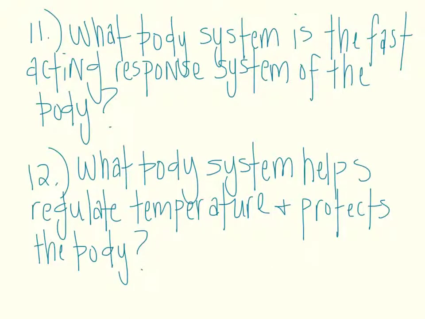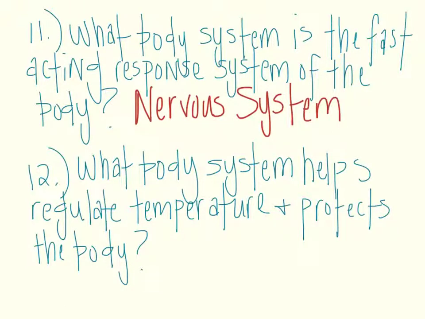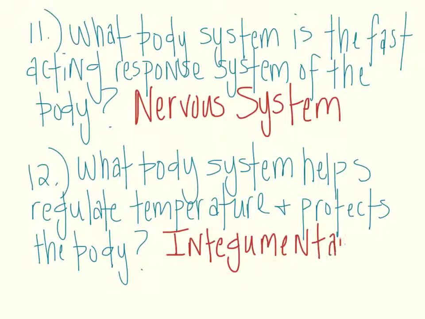Question 11, what body system is the fast-acting response system of the body? That would be your nervous system. Remember, it uses a system of nerves and impulses to get messages throughout the body very, very quickly. Question 12 asks what body system helps regulate temperature and protects the body. That is our most recent system that we did, and remember that is the integumentary system, which includes your skin, your hair, your nails, and your oil and sweat glands. So question 12 is the integumentary system.